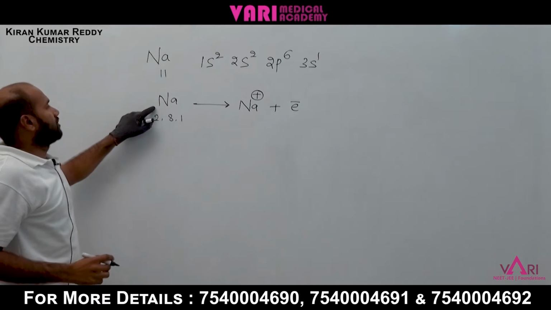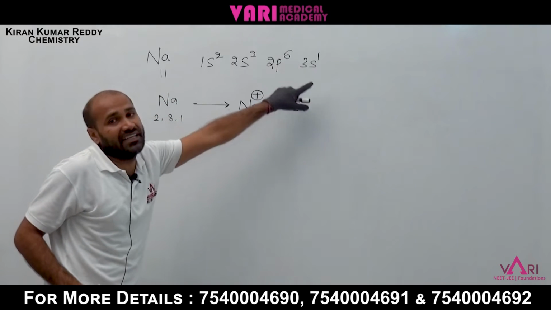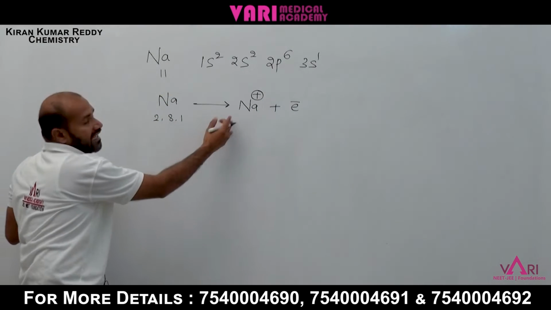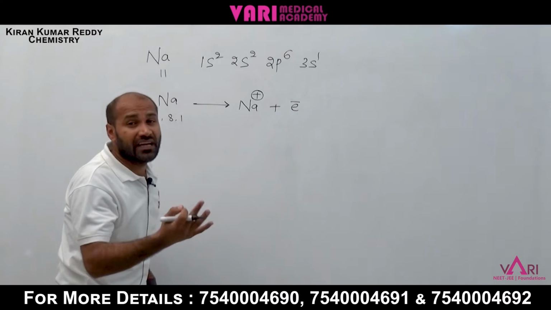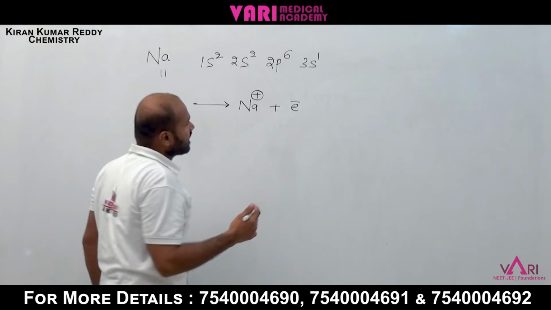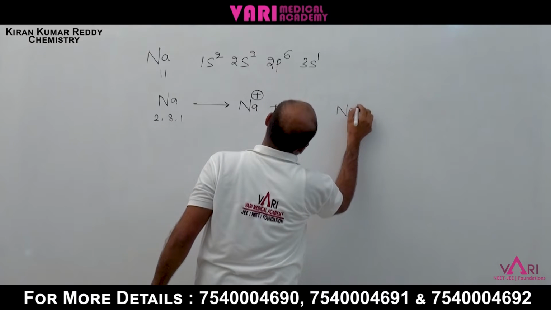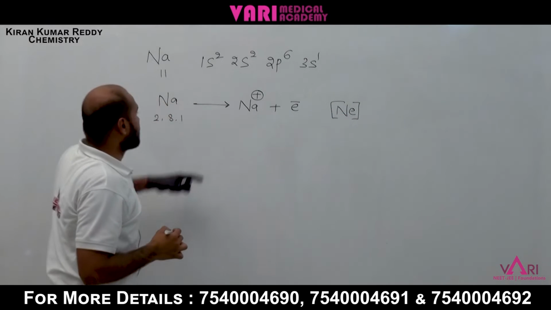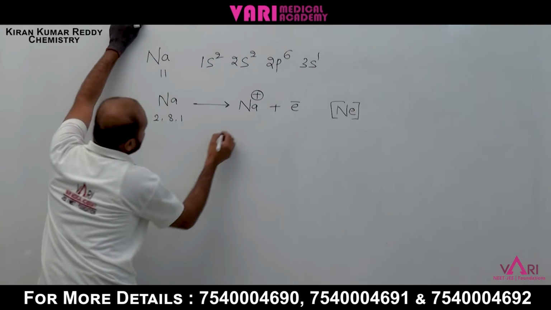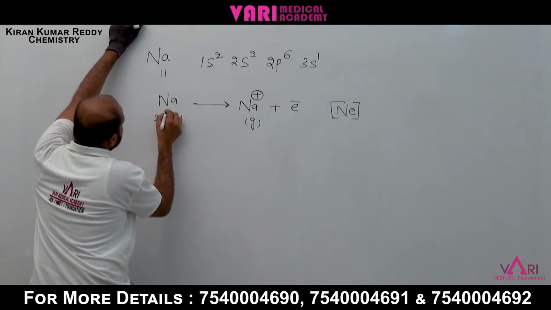Sodium's electronic configuration is 1s2, 2s2, 2p6, 3s1. Sodium loses one electron to attain the nearest noble gas configuration, which is neon. They want to be stable.